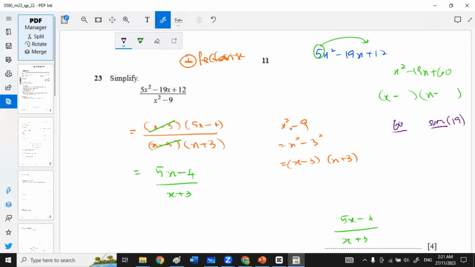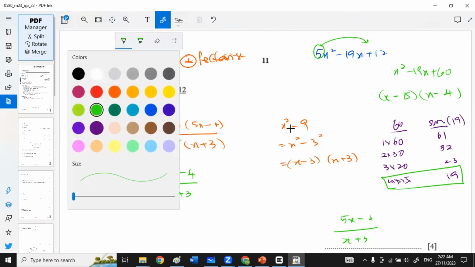So how to get 60 is 1 times 60, 2 times 30, 3 times 20, 4 times 15. Okay, if you plus the 1 and 60, you get 61, then 32, 23, and 19. So we are looking at this here. You should get 4 and 15. So 15 and 4. Okay.